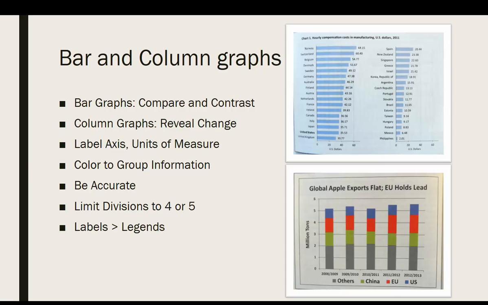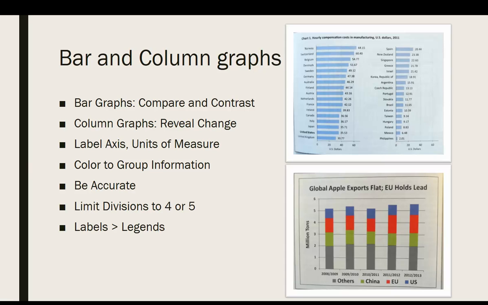Limit your divisions to 4 or 5. For instance, the graph at the top has a lot of data points, but it's one number. It's the cost of manufacturing over time. You could add a lot more data to this, but it would be very confusing. On the bottom, you have just 5 different year sets and then 4 different countries. Again, there's a lot of information here, but it's pretty simply represented, so it's divided to 4 to 5.